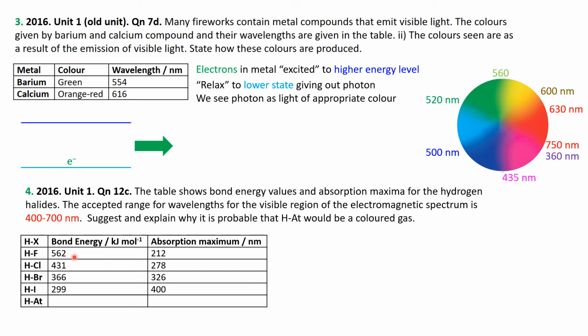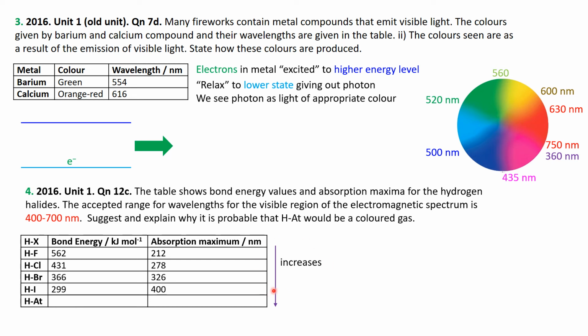Well, what we see here is that when we're looking at HF, 562 bond energy, nice low wavelength or high energy light absorption, and then we go to HCl, lower energy, higher wavelength, HBr, lower energy, higher wavelength, HI, lower energy, higher wavelength. So what we're seeing here is a little trend that as we go down, the wavelength is increasing as the bond energy is presumably decreasing.